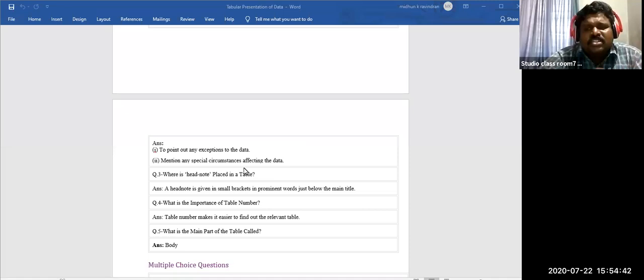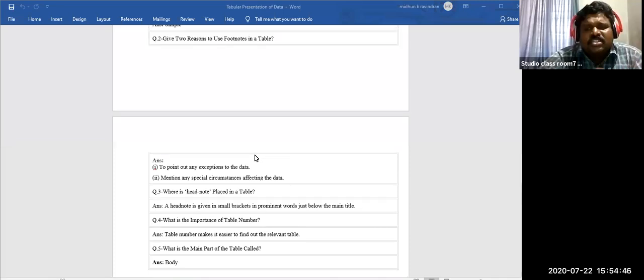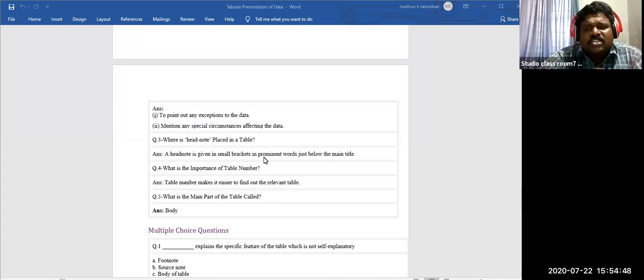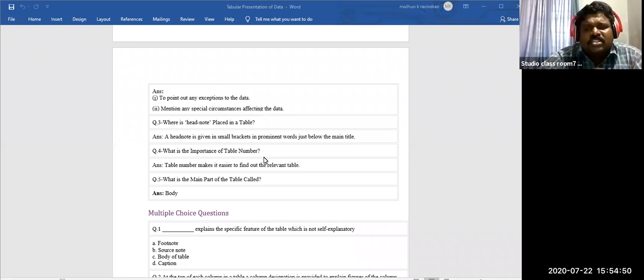Where is the head note placed in the table? Already discussed that. A head note is given in small brackets just below the main title of the table. It is related to the units of measurement, basically currency, kilograms, or weights. Those are the kinds of things we can find in the head note.